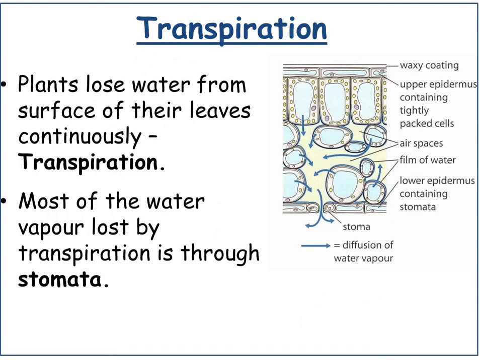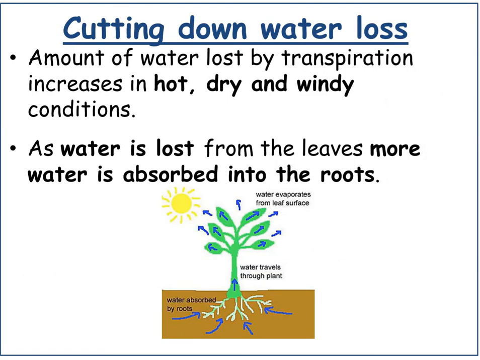So transpiration is where plants lose water from the surface of the leaves. Most of it is lost via transpiration or evaporation through the stomata. And the amount of water lost by transpiration increases in hot, dry and windy conditions, which are also the best conditions to dry your washing in.